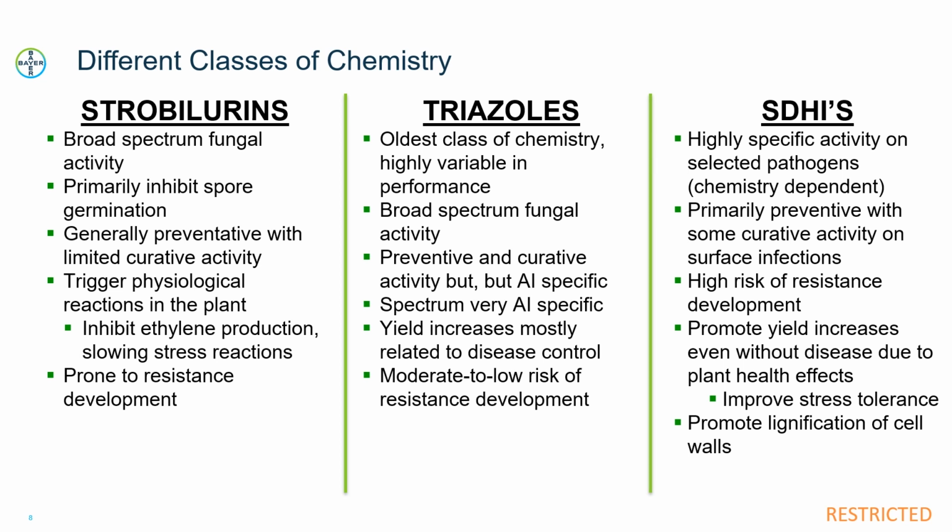A second class of chemistries that's actually been on the market a little longer even than the strobilurins is the triazole chemistry class. It too has a very broad spectrum of fungal activity. It is primarily curative, but it does have preventative activity. It will not prevent a spore from getting into the plant, but once that single spore infects a single cell or a couple cells at the cellular level, if it is in the plant, it will arrest the development before a lesion is created, and those lesions then create new spores and new fruiting bodies.